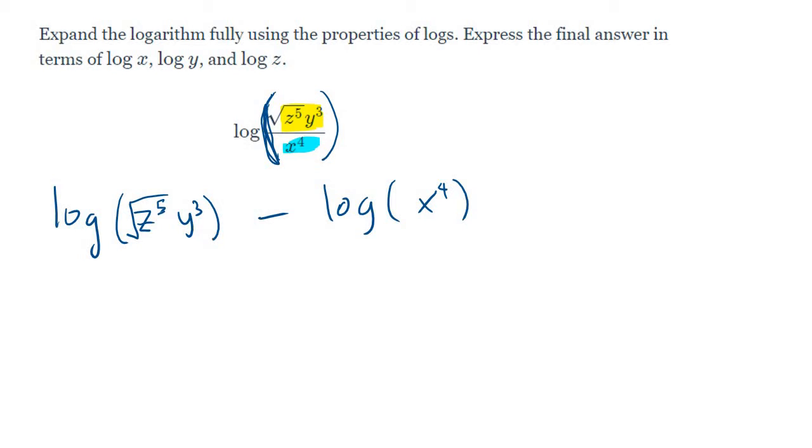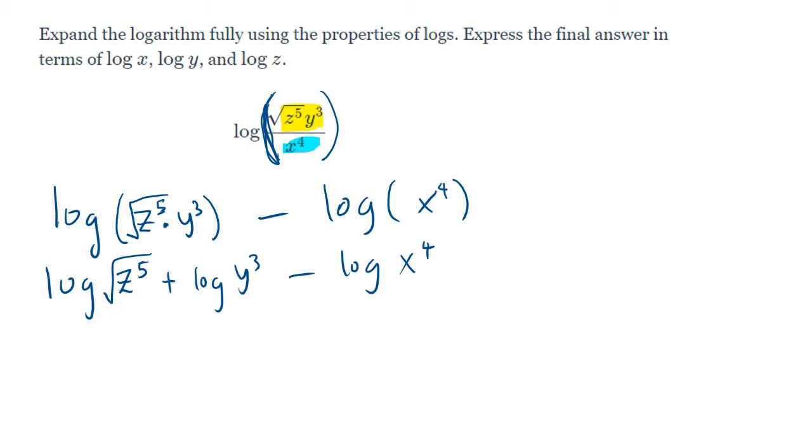So what we need to do now is to separate this one product using the product property like this. Log of z to the 5th plus log of y cubed, now minus the log of x to the 4th. Now, remember, there's a square root here.